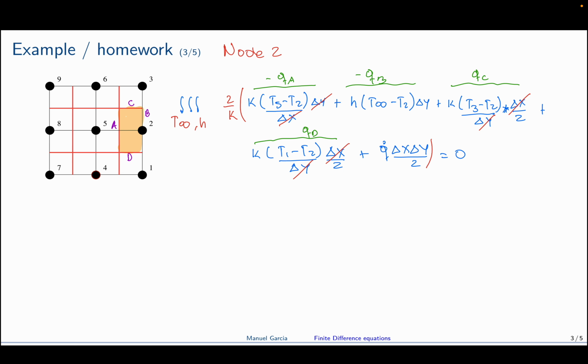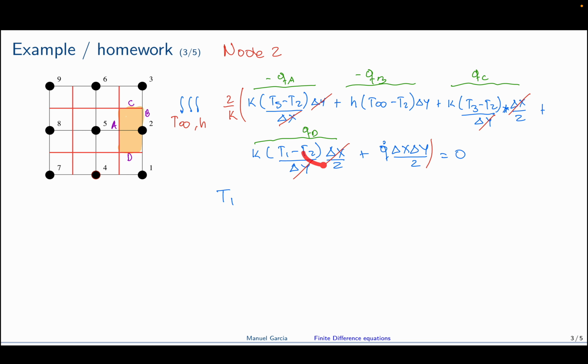It's multiplied by 2, but it's divided by 2. So in general, we have T1. For T2, we have this T2, which is negative and is divided by 2. And we have this T2. Remember that the central node here is T2. This T2 is multiplied by 2. This T2 is multiplied by H and delta Y. And this T2 is just divided by 2.